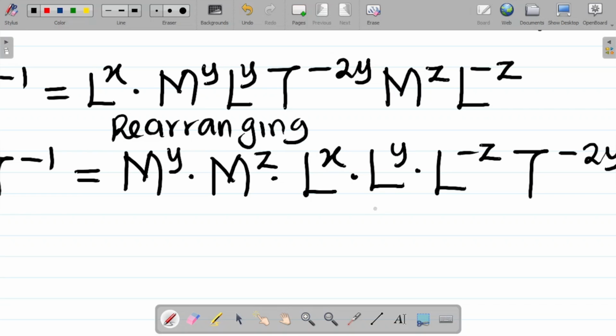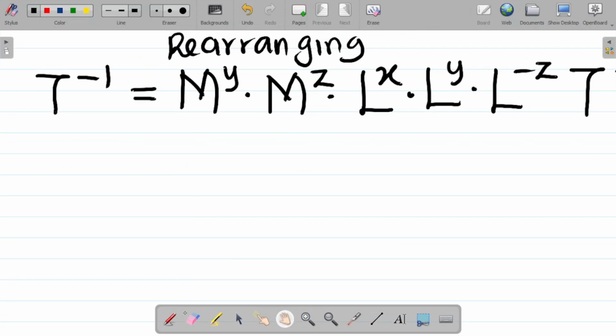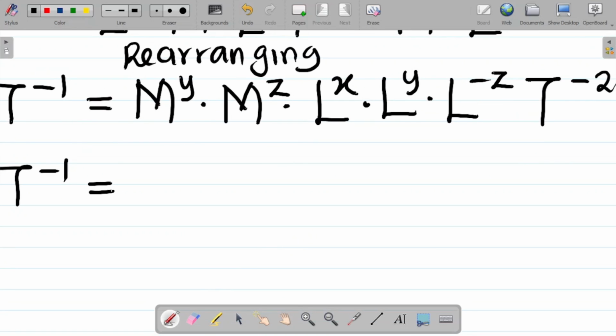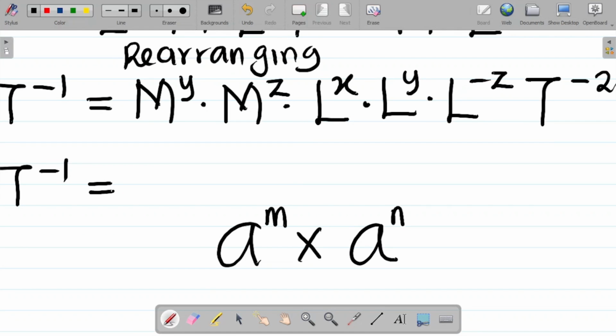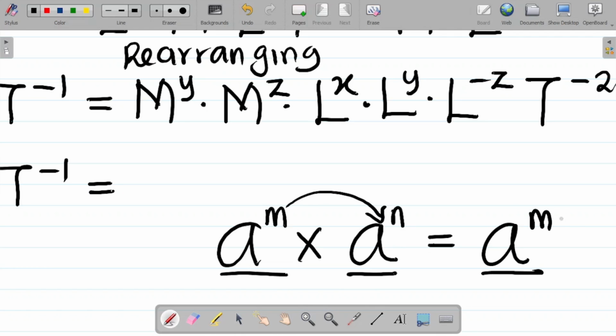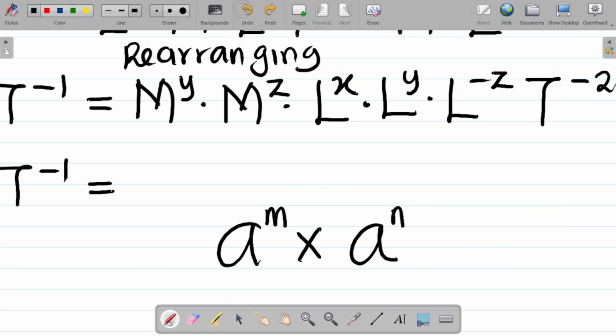Rearranging. This still works too. Alright, so this becomes t to the power minus 1 is equal to, recall that from the concept of indices, if I have two same bases, a multiplying a, such that the power of one is m and the power of the other one is n, this will be equal to a to the power of, if two same bases are multiplying, simply write that base, then add up their power. So it becomes m plus n. Alright, so if I have the same base multiplying, simply add up their power.